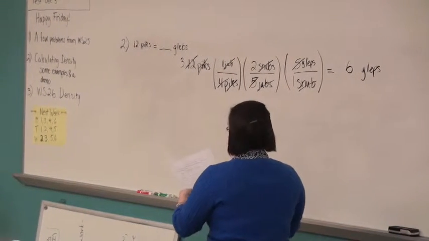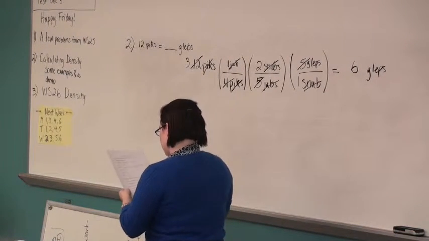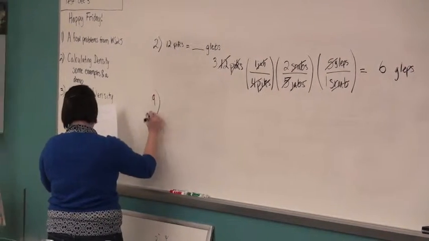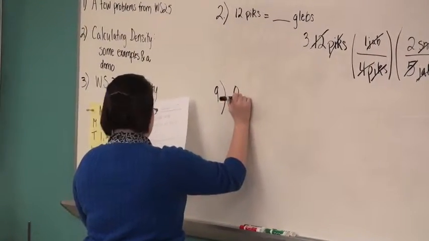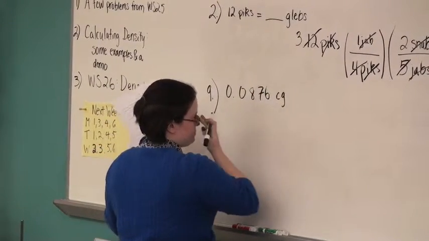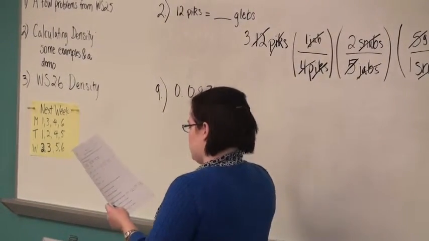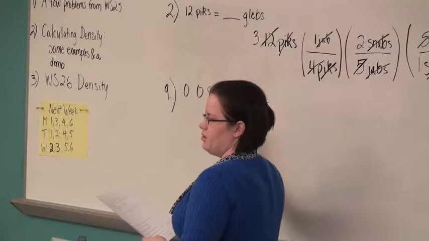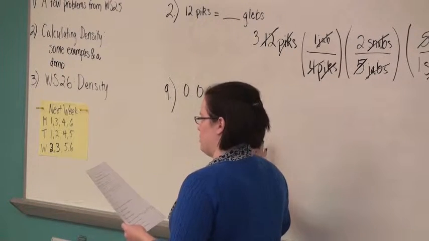Okay, so now we'll do one of the metric conversion questions, and I'm going to do number 9. So this question says, how many picograms are in 0.0876 centigrams? In this case, you might be tempted to convert directly from centigrams to picograms, but the best way to do these kinds of unit conversions with the SI prefixes is to convert back to the root.